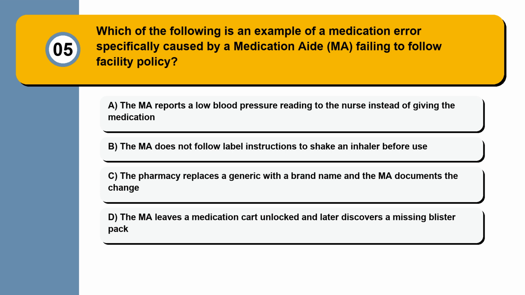Question 5. Which of the following is an example of a medication error specifically caused by a medication aide (MA) failing to follow facility policy? The MA reports a low blood pressure reading to the nurse instead of giving the medication. The MA does not follow label instructions to shake an inhaler before use. The pharmacy replaces a generic with a brand name and the MA documents the change. The MA leaves a medication cart unlocked and later discovers a missing blister pack.